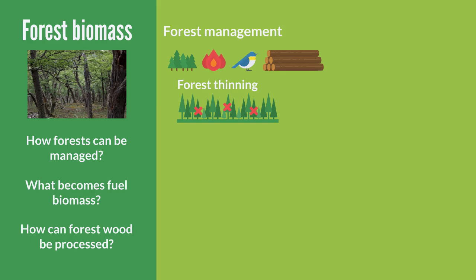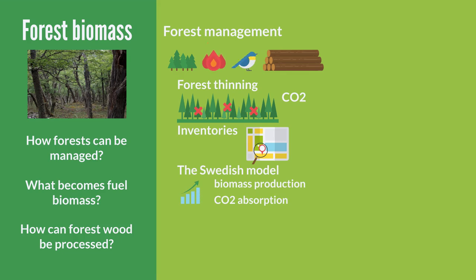Forest thinning is a forestry technique that allows a healthy management that can maximize not only the production of wood, but also the absorption of carbon dioxide. Inventories allow producers and authorities to forecast the availability of wood and to plan forest operations. The Swedish model has proven to be a successful experience of forest management, with a continuous growth of forests leading to an increase in the production of biomass and the carbon dioxide absorption over time.